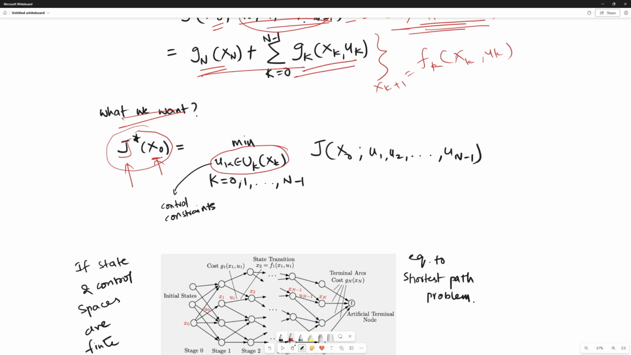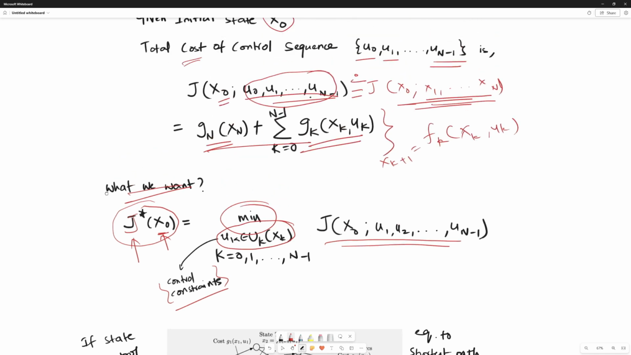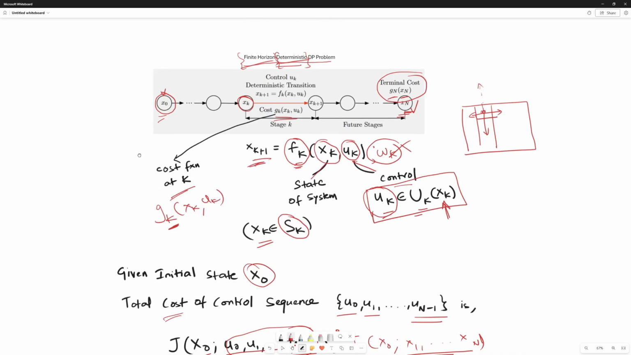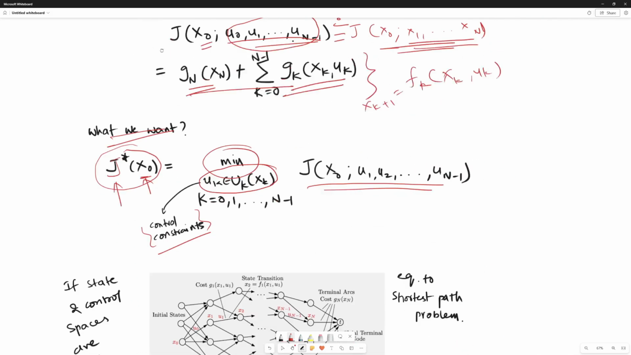So all the control sequences that are possible must follow the control constraints. Now, among all the control sequences that are possible, this is the cost. I just want to minimize it, correct? So this is the problem of finite horizon deterministic dynamic programming, right? Okay, this is the setup, that's great.